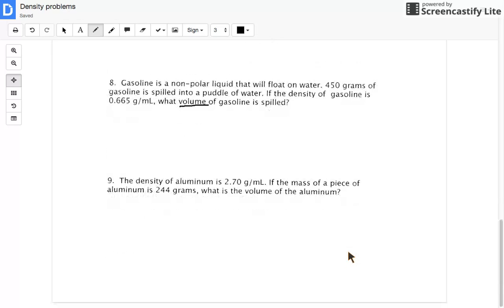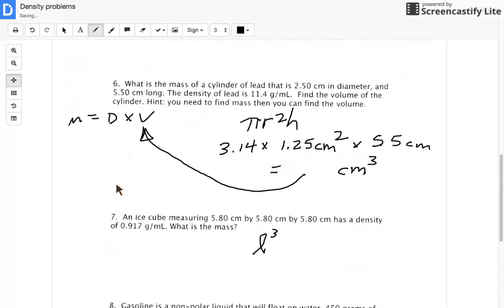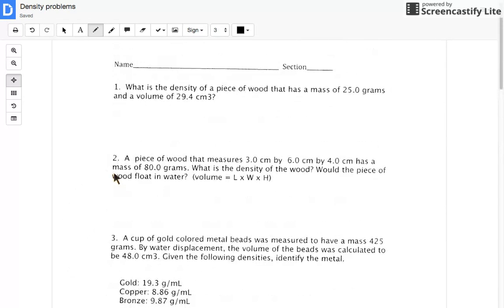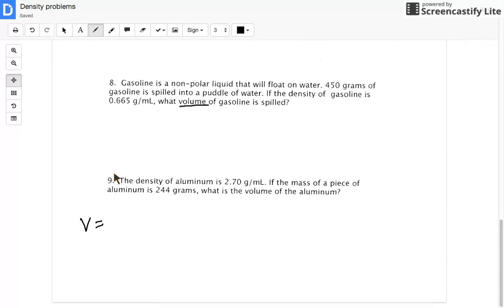All right, well, if you hung in till the end, then good for you. Let's go ahead and see how much of this we can solve before time runs out on us. We want to know volume. So our equation is volume equals, going back to our triangle, we cover it up, and we have mass divided by density. So we have volume equals mass divided by density.